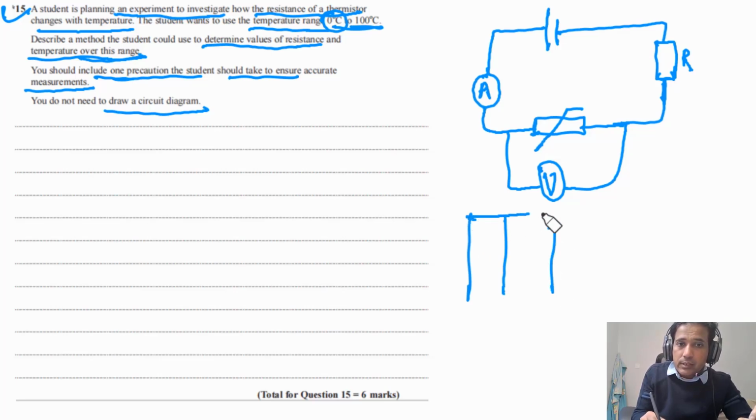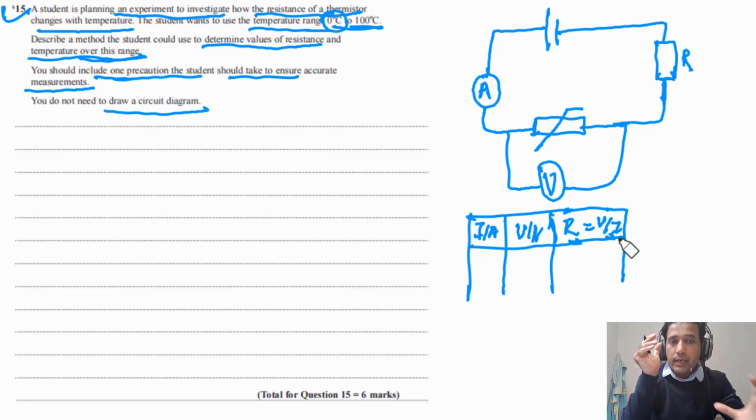V. So we can also draw small table here. So here we have what is value of I, what is value of V, and here we can find the resistance, that will be equal to V divided by I. So this small table is also helpful. And then we have to increase the temperature, means we will start heating that mixture. So temperature will start rising until it reaches 100 degrees Celsius.